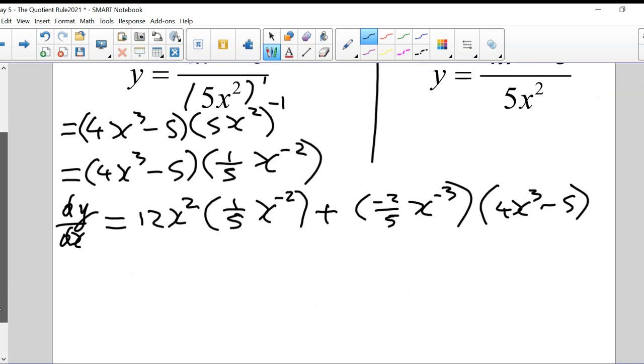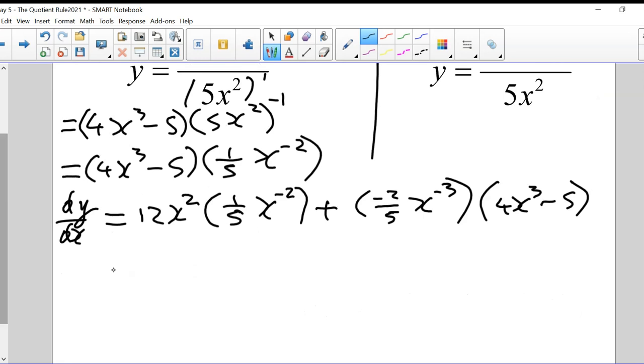So, yes, I'm expecting you to do more. This one here, the first one, I can combine these two coefficients to give me 12 over 5. x to the power of 2 times x to the -2. When you add those two powers together, what are you going to get? When you multiply x^2 times x^-2, you're going to get x to the power of 0, which is 1.